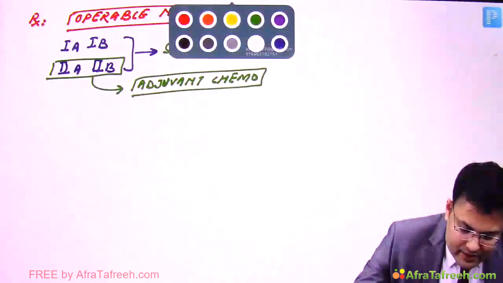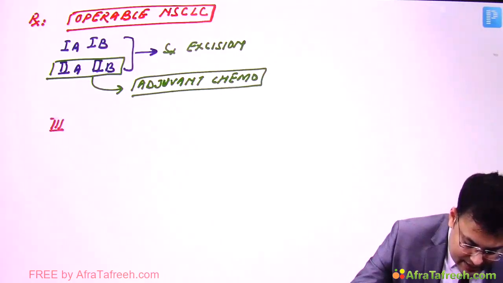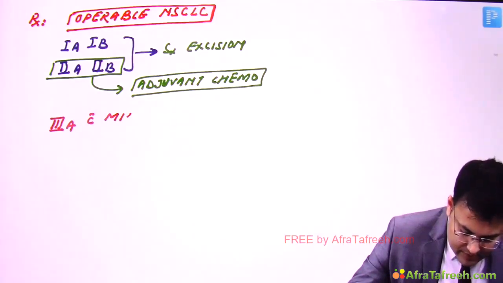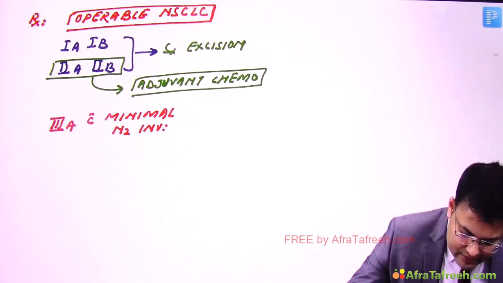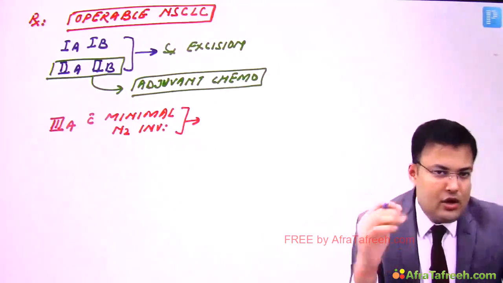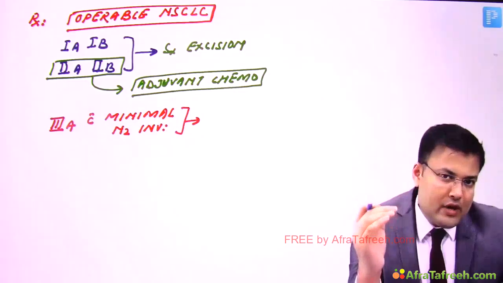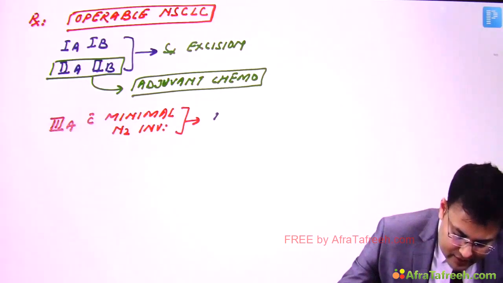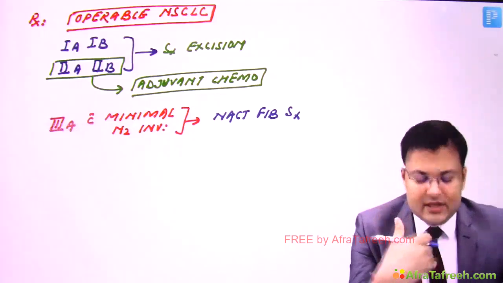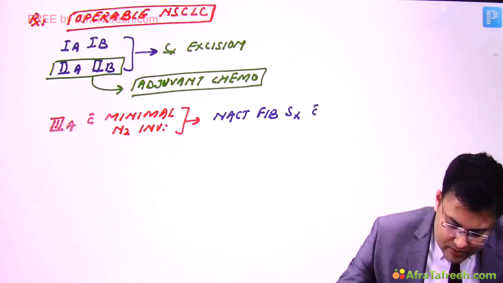Now see, if the patient is having stage 3A malignancy with minimal N2 involvement, clear? In these patients, again, first we have to downstage the tumor. So how are we going to downstage the tumor? By neoadjuvant chemotherapy. After that, we go for surgery and we perform complete mediastinal lymph node dissection.